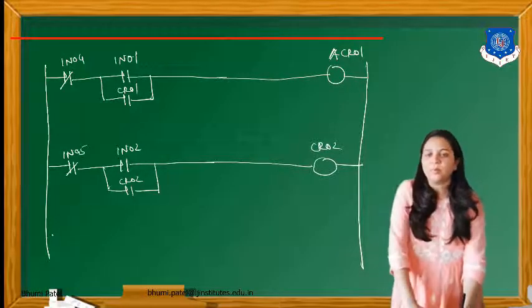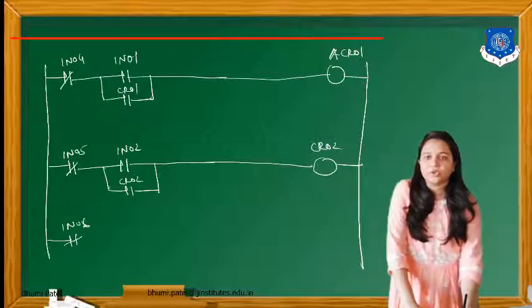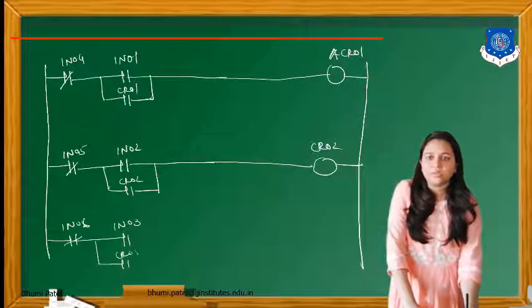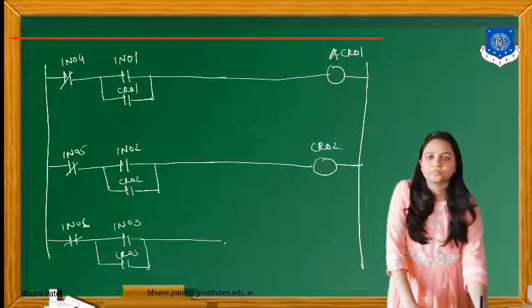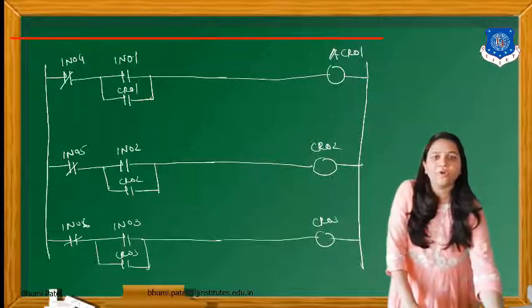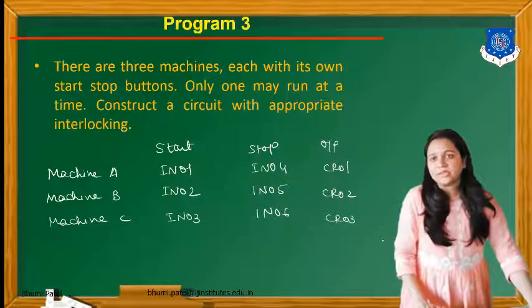Same logic will be applied for machine C. IN06 is the stop button. IN03 is my start button. CR03 is my output coil. And CR01 is my output for machine A, this is B, and this is machine C. Okay, so the first condition is satisfied.